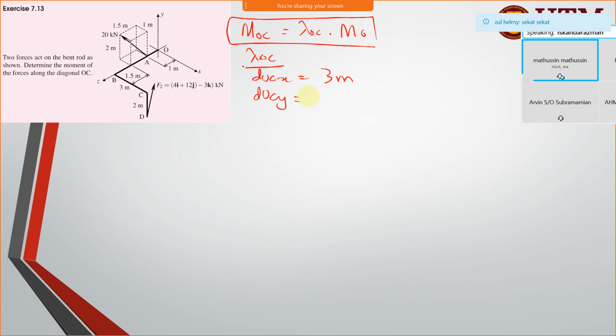0. Line tak kuat sangat lah sini. dOCy must be 0. Okay, petang-petang biasalah kan. So, dOCz berapa? What is dOCz? dOCz must be 1 tambah 1.5 tambah 1.5. Betul? 1 tambah 1.5 tambah 1.5, 4 kan? 4. Okay, so dari situ boleh dapatkan nilai dOC.